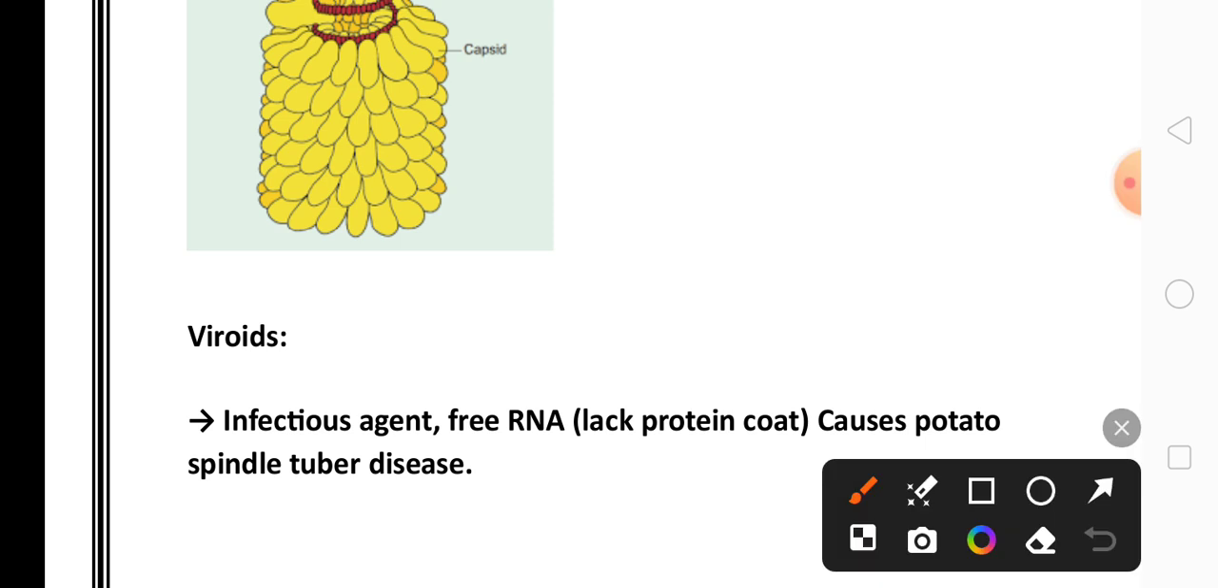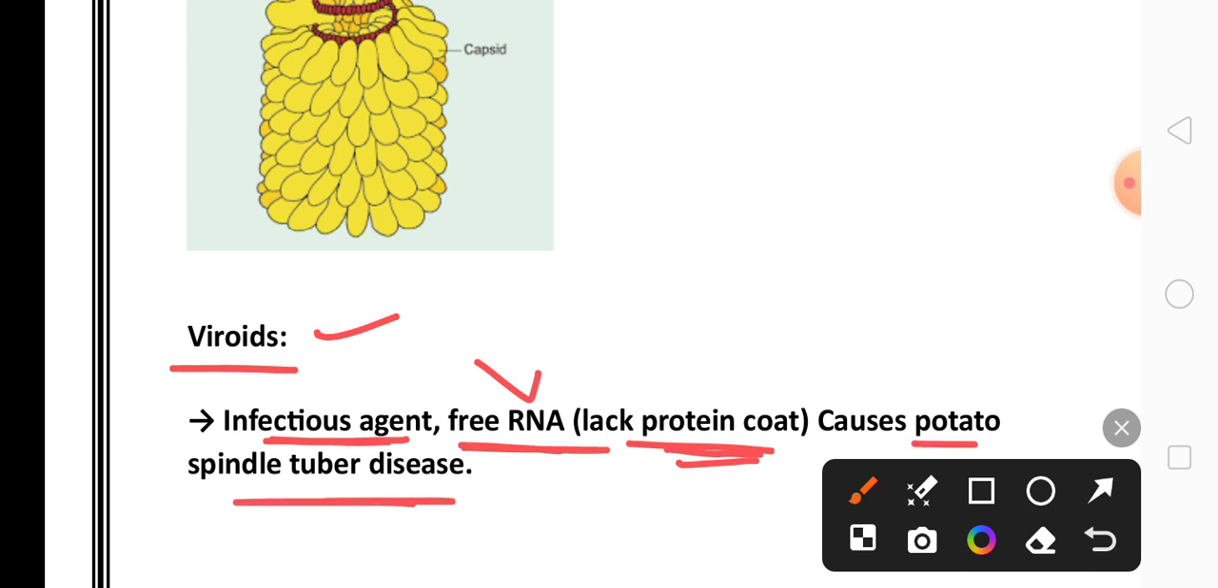Next, viroids definition is important. Viroids are infectious agents. They are made up of just nucleic acid, for example RNA. They lack protein coat. And one of the diseases caused by viroids is potato spindle tuber disease.